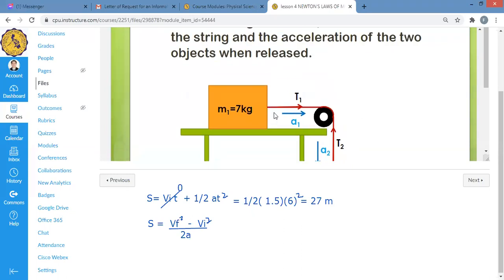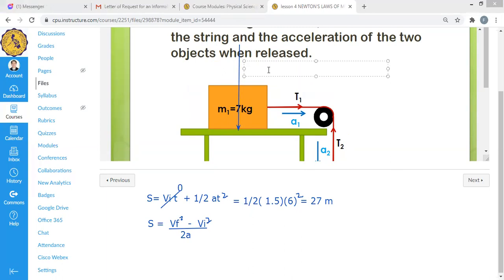Now, the weight of our body here will be directed downward in this manner. So this is your weight 1. I'll call that weight 1. And how much is weight 1? It's M1 multiplied by gravity. Our weight 2 is also downward, if you'll notice.